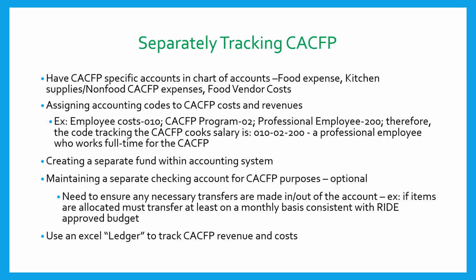So you could assign accounting codes to CACFP revenue and costs, such as in the example on this slide. In this example, we're assigning code 02 to the CACFP program. There are additional codes to further identify specific classification and expenses. So for example, employee costs are 010, professional employee 200. Note, your organization can use whatever codes and descriptions that best fit your needs as long as it allows you to separately track CACFP revenue and expenses.